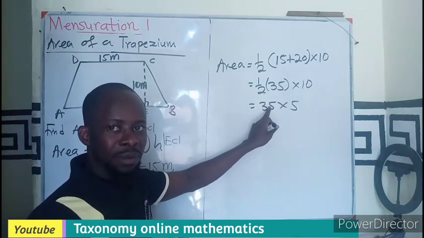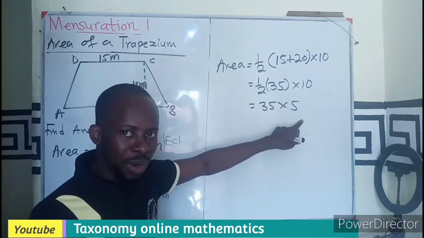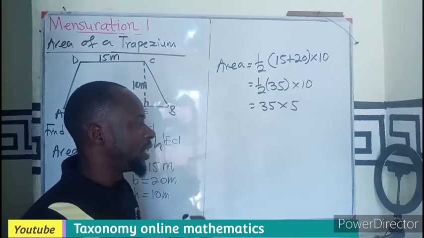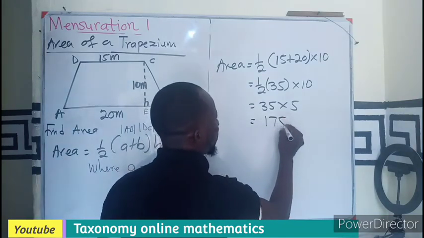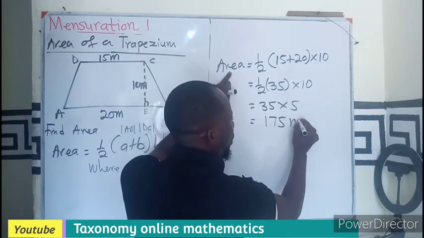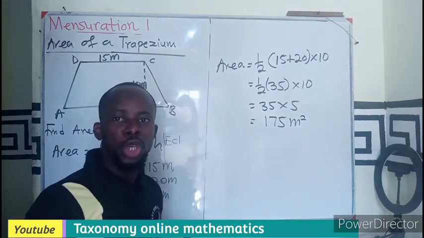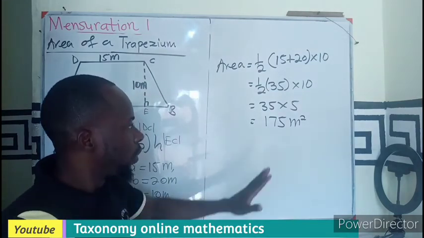And this is going to be 30 times 5 plus 5 times what? 5. So that will be 150 plus 25. So we have 175. Since it's an area, we introduce our unit of measurement. So this is what you get.